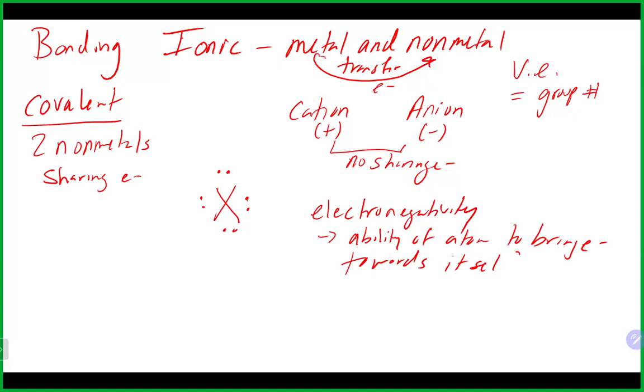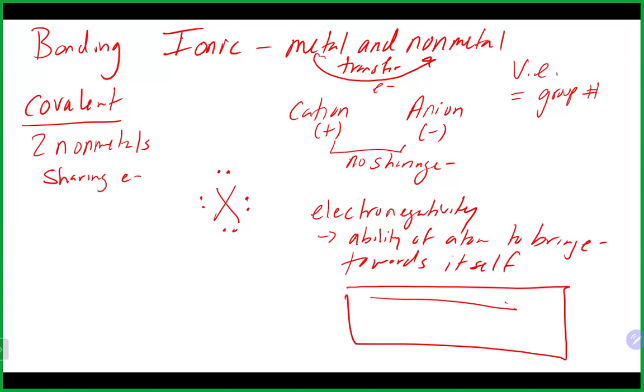And when you look at the periodic table, it increases as you go up and to the right and decreases as you go down and to the left. And fluorine is the most electronegative element that you could have. And it really is electronegativity which determines how those electrons are going to be shared.